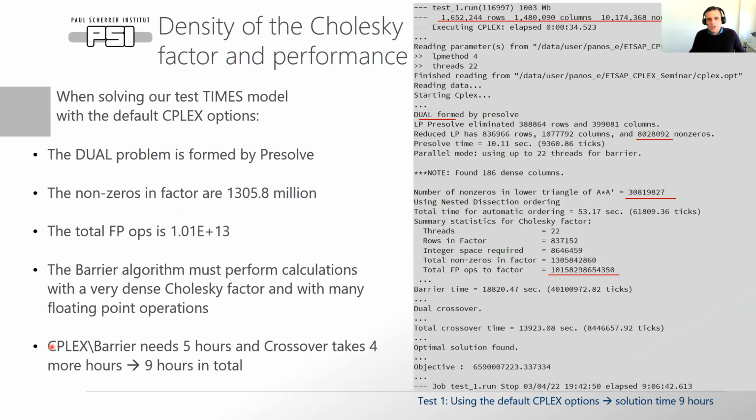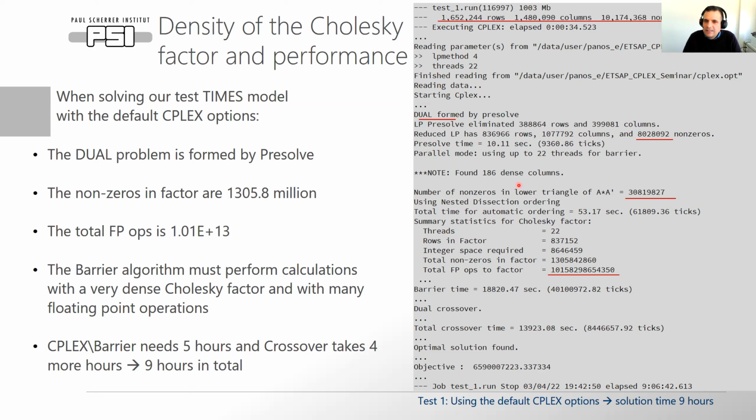All right. I would like you to focus mostly on the log file here, and I hope that this log file is visible. I take now our test model and solve it with barrier. Of course, I get here the statistics of the model matrix. With default options, I just say that I use barrier and I limit the threads to 22. Then we see that the presolve forms the dual, so the dual problem is passed to the barrier.